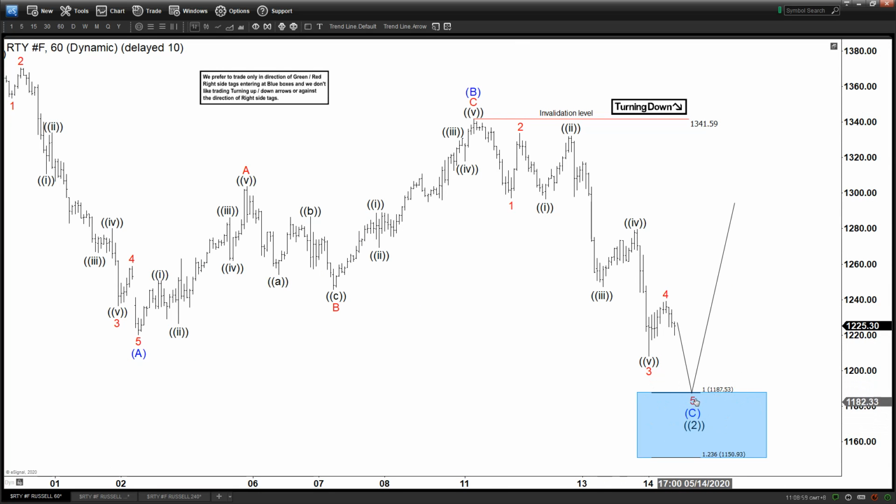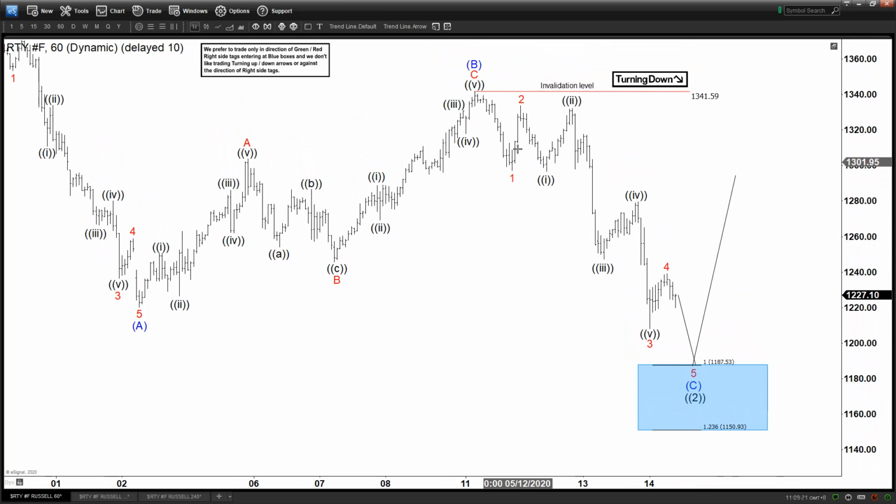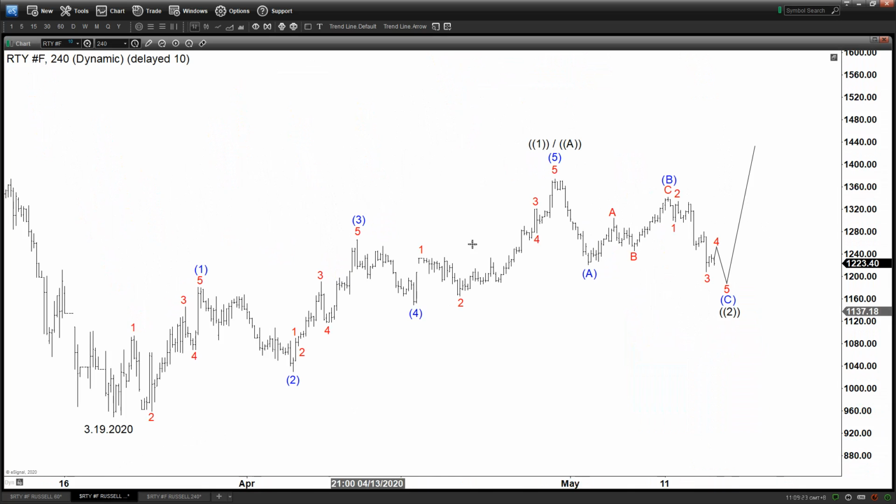If it ends between 100% and 123.6%, then this is likely to be a zigzag, but if it keeps continuing to go down and reaches even the 161.8% here, which is 1091, so if it keeps going down all the way to 1.618, then that will give it a higher chance or higher risk that this is in fact an impulse from the peak, 1, 2, 3, 4, and then 5.